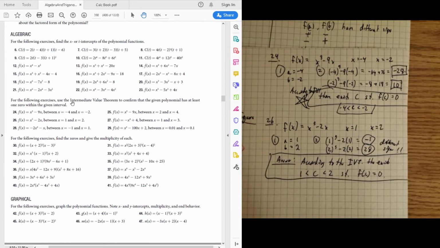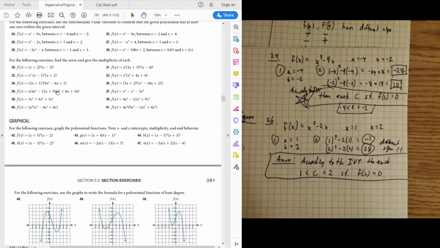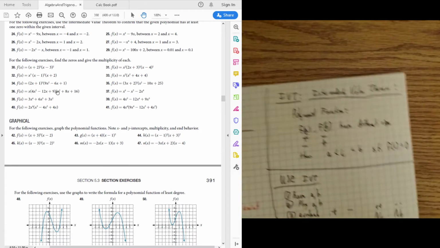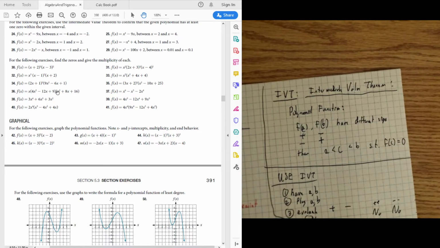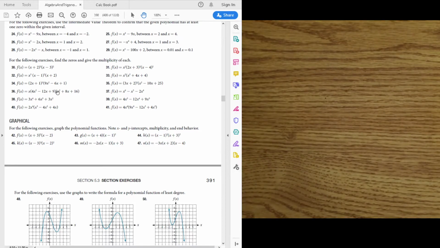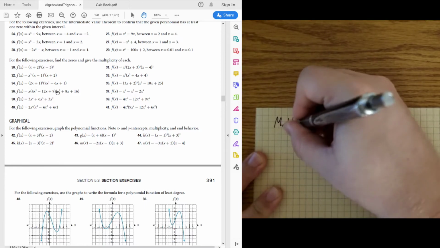So we've gotten our homework, we've gotten through the top section, just doing some factoring, got to the middle section using intermediate value theorem. Let's talk about the next big section, which is dealing specifically with how to find zeros and multiplicity. So let's talk about our next big term. Our next big term today is something called multiplicity.